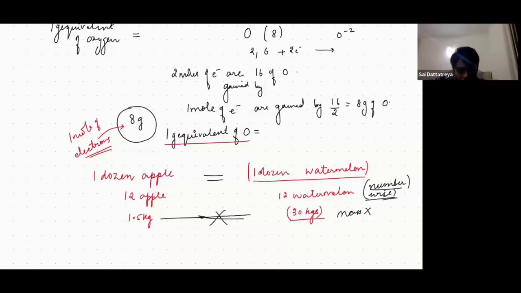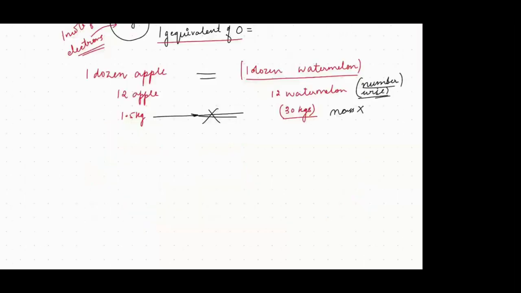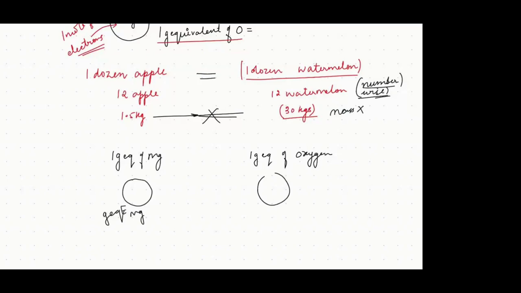You understand? So similarly, if I say I have 1 gram equivalent of magnesium and I have 1 gram equivalent of oxygen, I would say, okay, I have 1 packet containing magnesium and 1 packet containing oxygen. Are you understanding?